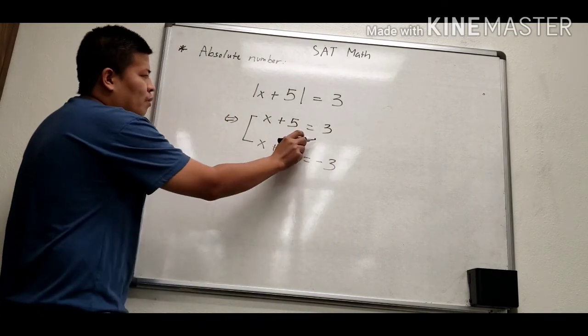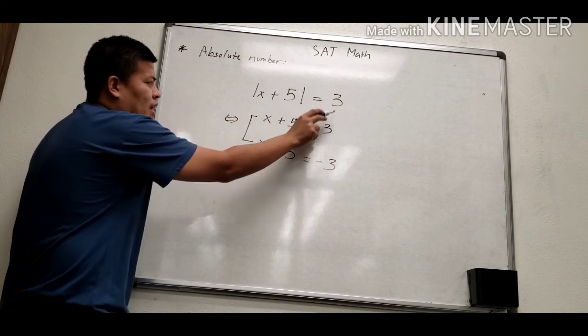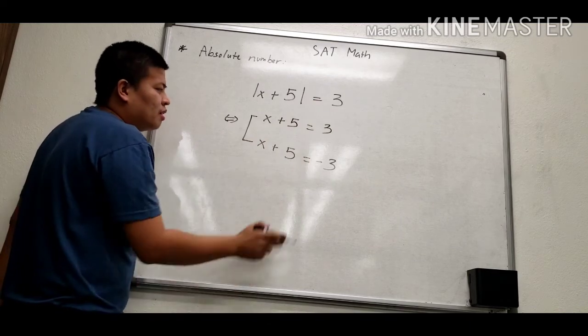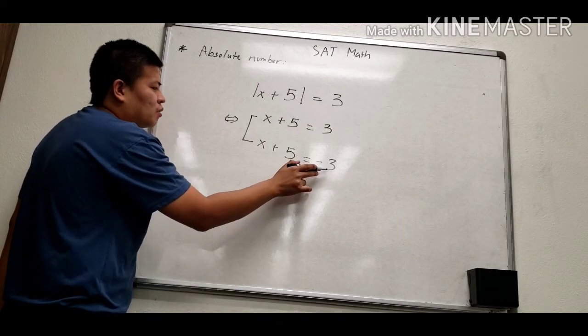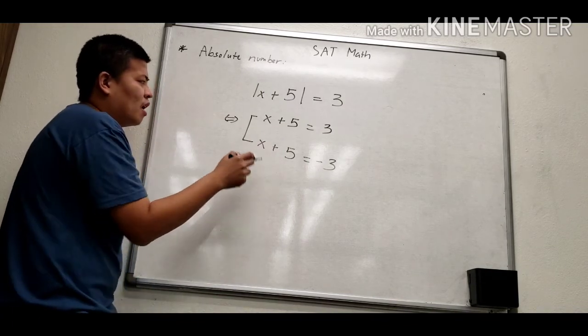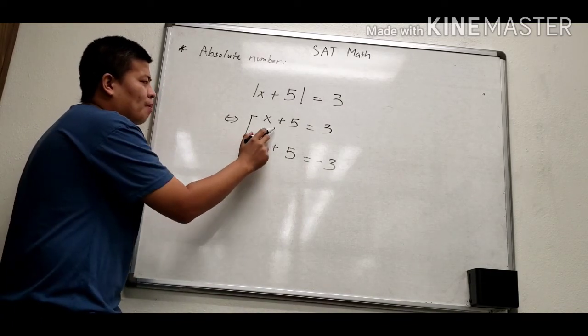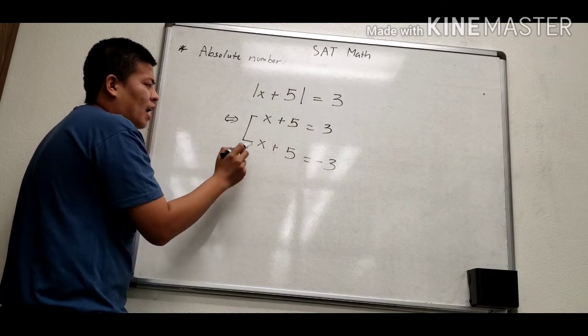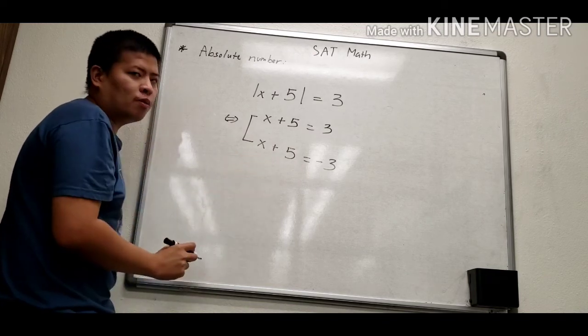Because if we put the absolute number with 3, it provides 3, and the absolute of minus 3 also provides the positive 3. That's why we have s plus 5 equal to 3 and s plus 5 equal to minus 3.